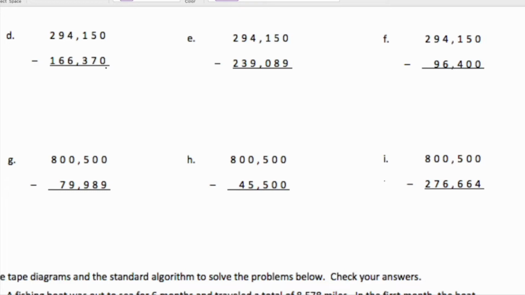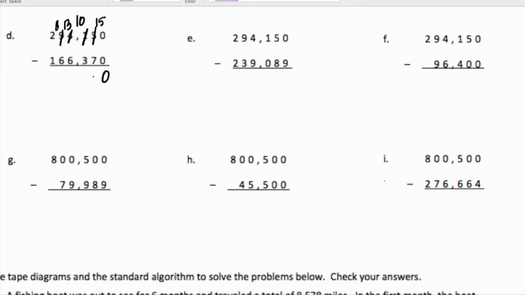All right, on to D. 294,150 minus 166,370. I can do 0 minus 0. I can't do 5 minus 7. So let's take from the 1, it becomes 0. And this 5 becomes 15. Now I can do 15 minus 7. I can't do 0 minus 3. So I'm going to take from the 4, it becomes 3. And this 0 becomes 10. Now I can do 10 minus 3. I can't do 3 minus 6 though. 9 becomes 8. And this 3 becomes 13. Now I can do 13 minus 6. I can do 8 minus 6. I can do 2 minus 1.